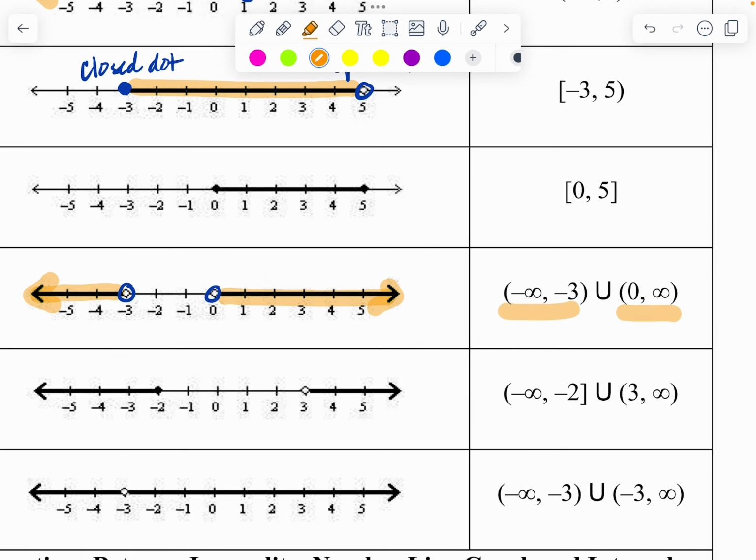So x can start way down here at negative infinity, and it can go all the way up to negative 3, but not include negative 3. So we do parentheses. And we use parentheses on the infinity also because we can't ever actually get to that point. Then you have this U symbol, and then you have your second interval, 0 to infinity. Now that U symbol stands for union. And in math, that means or. So x can either be in this interval or it can be in this interval. It can't be in both because they don't overlap, okay?